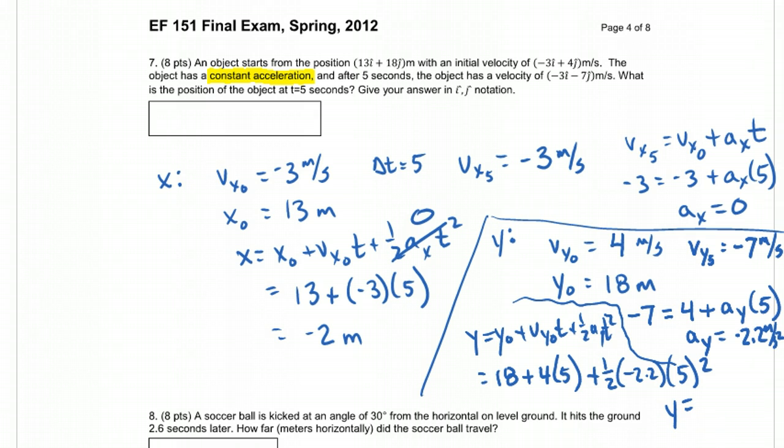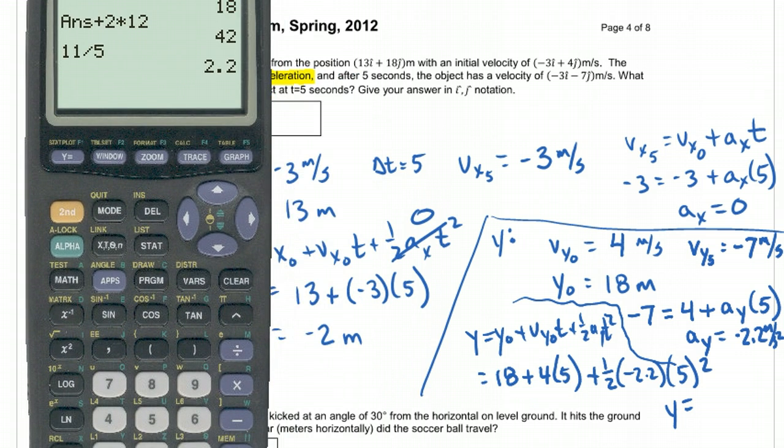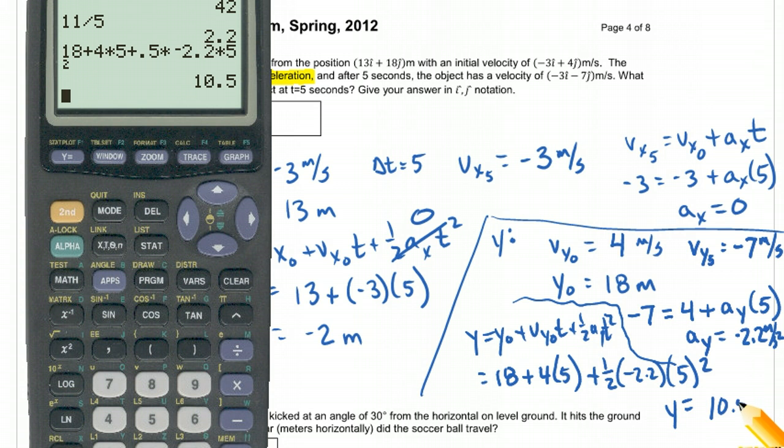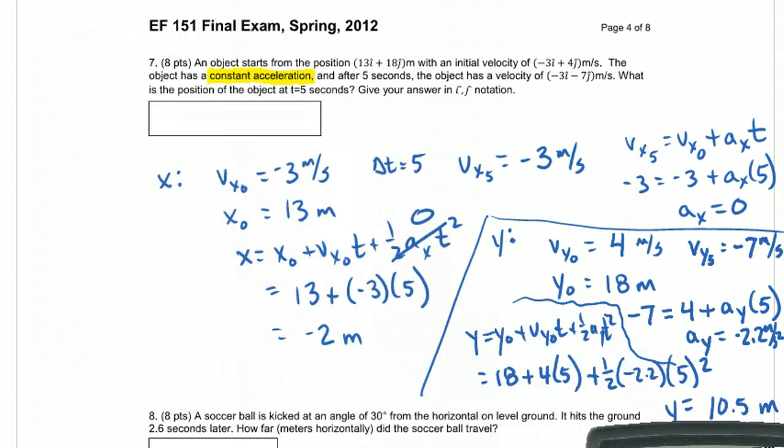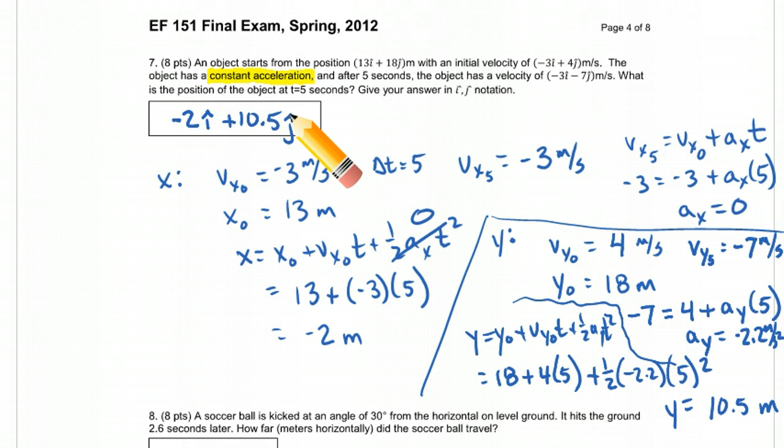Okay, that gives me a y value of 18 plus 4 times 5 plus 0.5 times minus 2.2 times 5 squared. It's 10.5 meters. Alright, so there's my answer. I have in ij notation, I have my x value minus 2 i, my y value 10.5 j, and that is a position in meters.